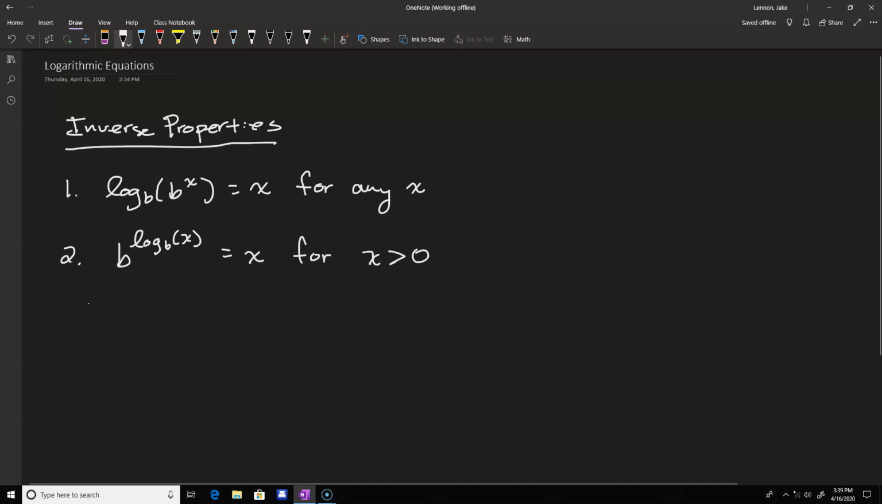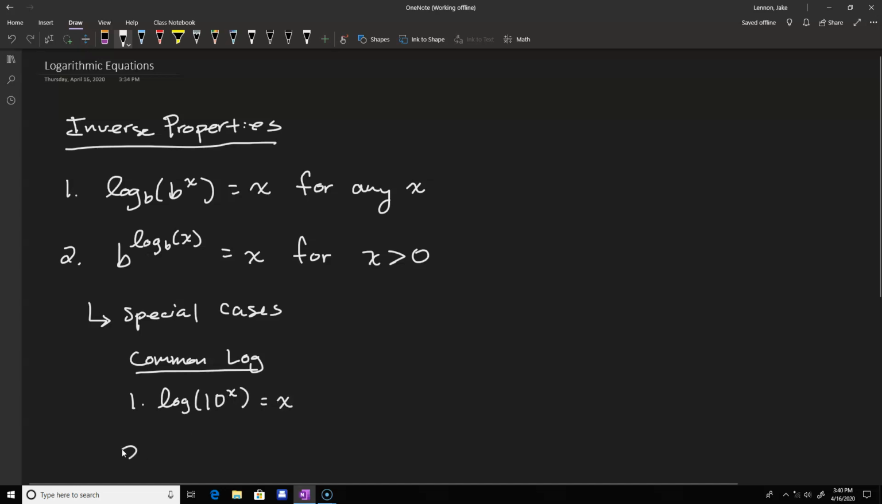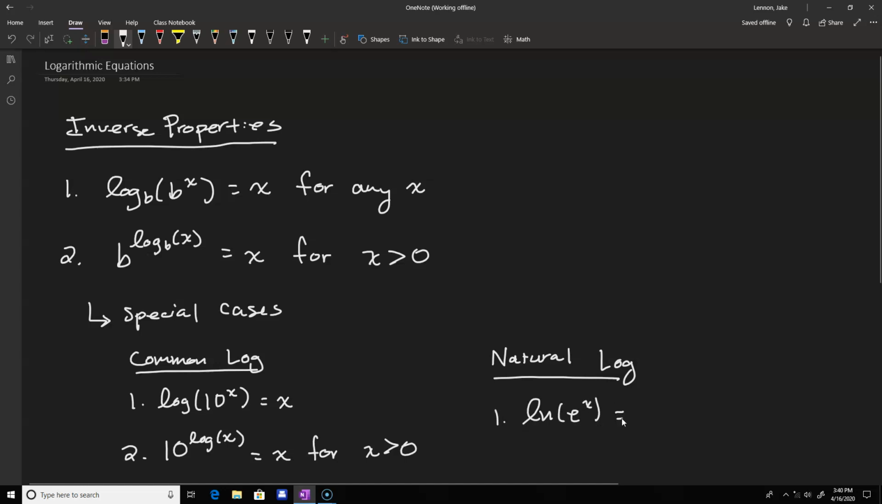So again, we have the special cases. Usually the ones that pertain to us are the common log and also the natural log, because those are the two buttons that are on most calculators. So the common log would just be, the log of 10 to the x is equal to x, and 2, if you did 10 to the log of x, this would be equal to x for x greater than 0. And then you would also have the properties if you use the natural log, so the base would be e. So if you do the natural log of e to the x, this is equal to x, and e raised to the natural log of x is equal to x for x greater than 0.